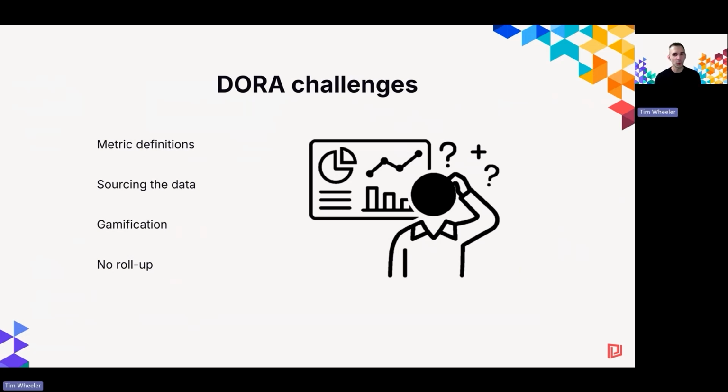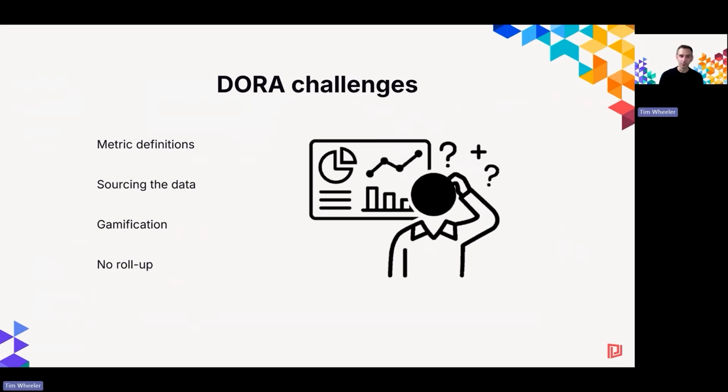Secondly, I talked about tool sprawl earlier. Sourcing the data can be a challenge. There are many tools, they offer up the data in different ways, they might look differently within those tools. So being able to bring that together in one place and being able to calculate your metrics can be a challenge. And hopefully, I'm going to show you shortly a good tool for doing that.